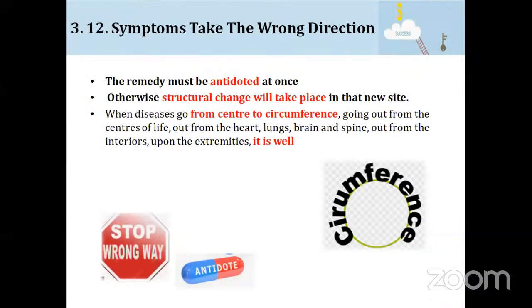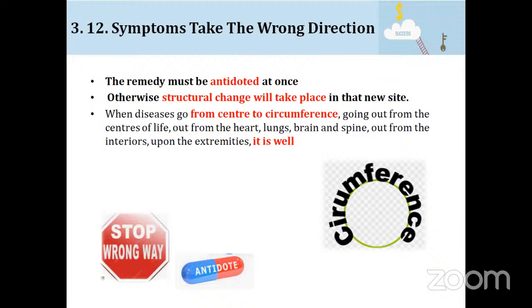And next is the 12th observation, the last and final one, which tells that the symptoms take the wrong direction. So what does that mean? It means that the remedy was not good and it should be antidoted at once. Why? Because otherwise some structural changes will take place in the new site. And why does it happen? Because we have already studied Hering's law of cure. From center to circumference, usually the symptoms are appearing. Life is also like that, from center to circumference. So when the disease goes, it is also from the center to circumference.